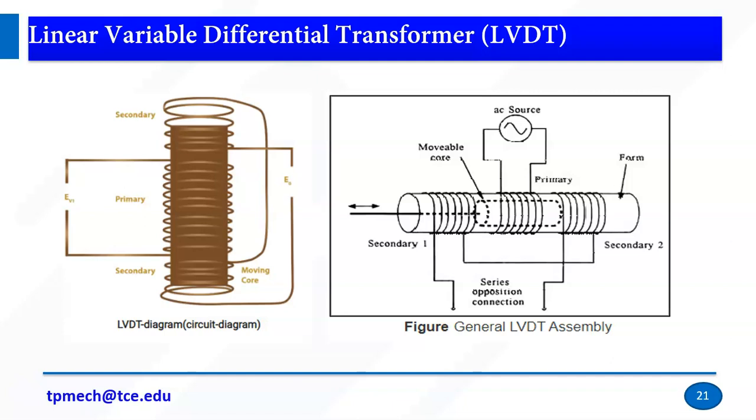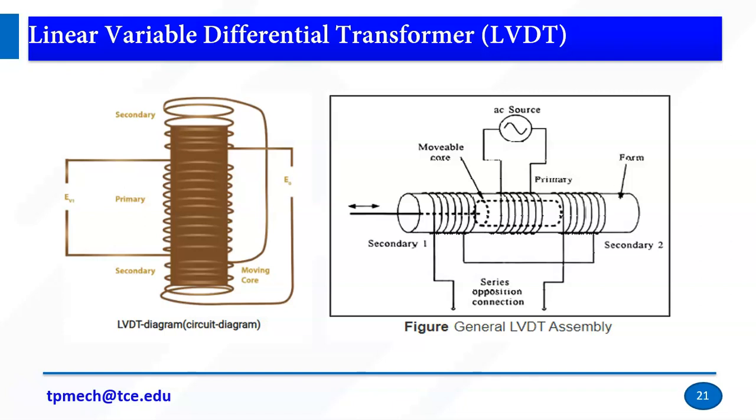The working again is very simple. We give an AC source as input to the primary winding. Then voltage is generated in the two secondary windings, and the difference between them is the output voltage. The object whose displacement we want to measure, I am going to place inside the hollow cylinder.